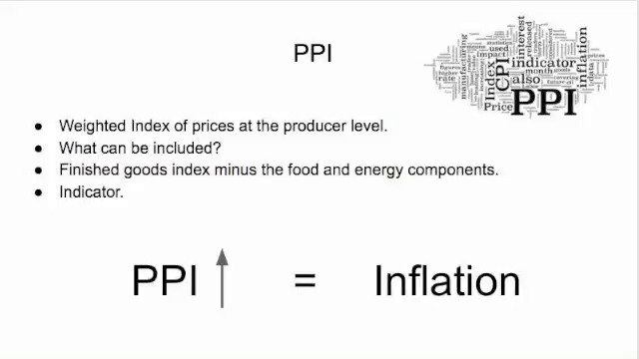What can be included in PPI? All the physical good producing industries that make up an economy. However, imports are not included. PPI is a finished goods index minus the food and energy components, which are subtracted out because of how much they can change from day to day and week to week. Because they change so much, the food and energy components are considered volatile and not a good indicator of anything.